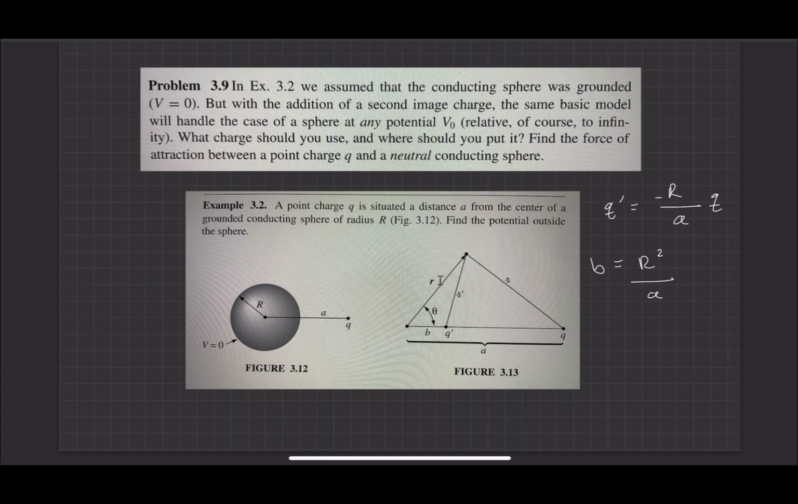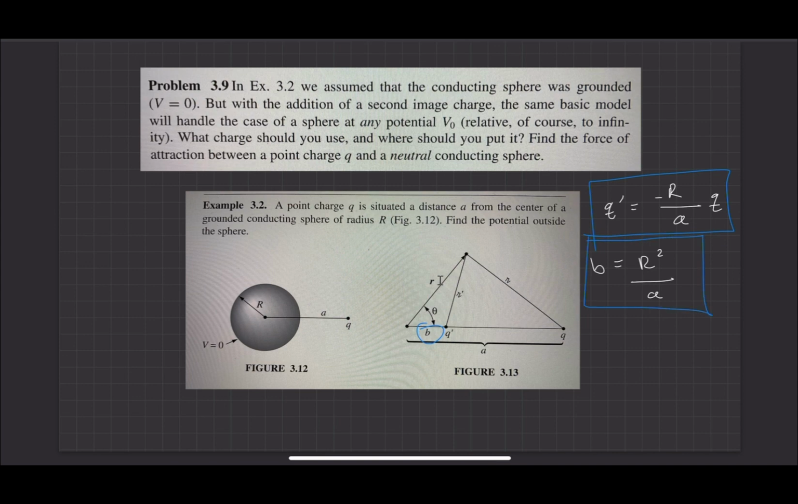So example 3.2 deals with a conducting sphere with a charge placed outside of it, a distance of a, and the sphere is grounded. So the potential on the surface of the sphere is 0. The way the book solves this is it places a charge q prime on the inside of the sphere at a distance b from the center, and the magnitude of q prime is equal to this. And the distance it's placed at, b, is equal to that.